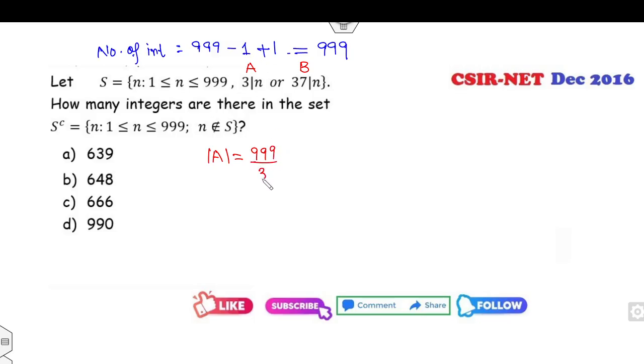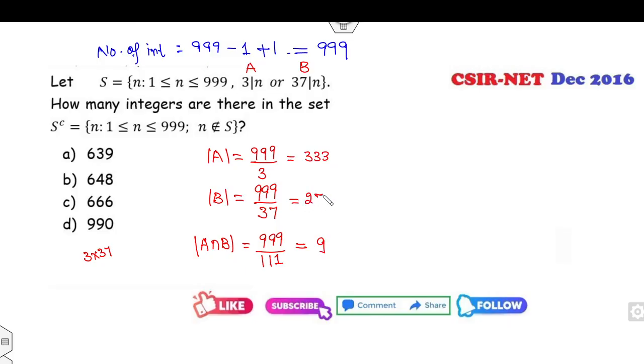999 divided by 3. Cardinality of B? 999 divided by 37. Similarly, what is the cardinality of A intersection B? 999, 3 and 37. That means 3 into 37, 101. Sorry, 111. Fine. So the cardinality of this is 9. This is my 333. This will be 27.